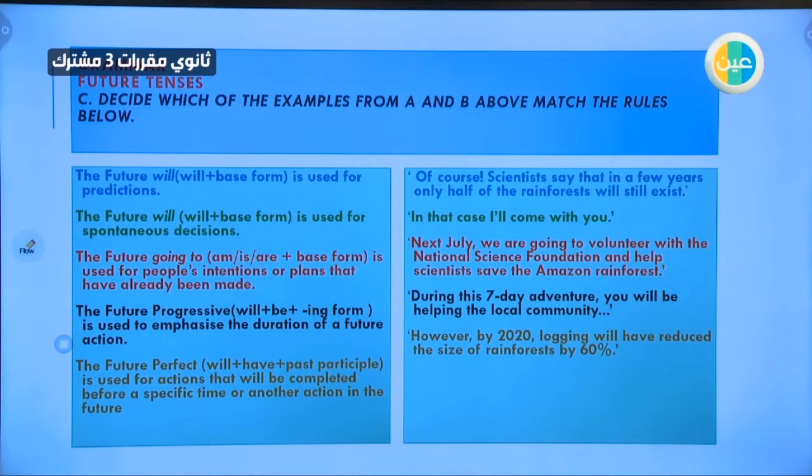The future perfect, will have plus past participle, is used for an action completed before another action, before a specific time or another action in the future. However, by 2020, before this year, logging will have reduced, okay? This action will be finished before this time, okay?